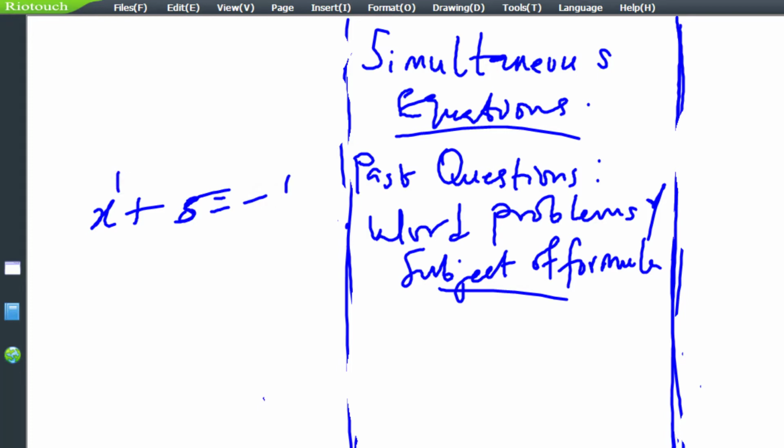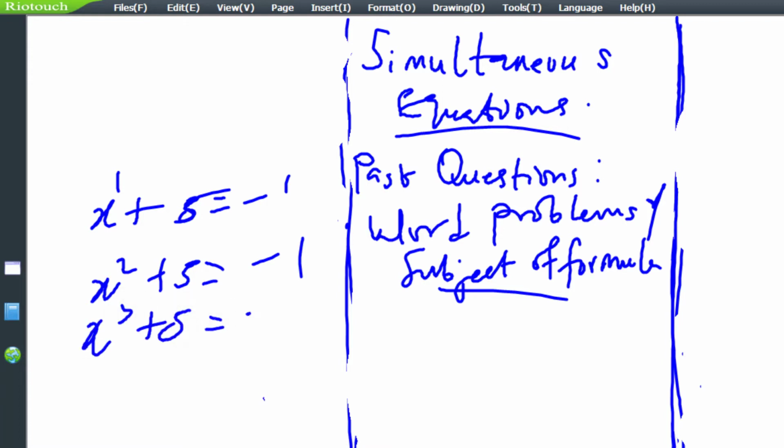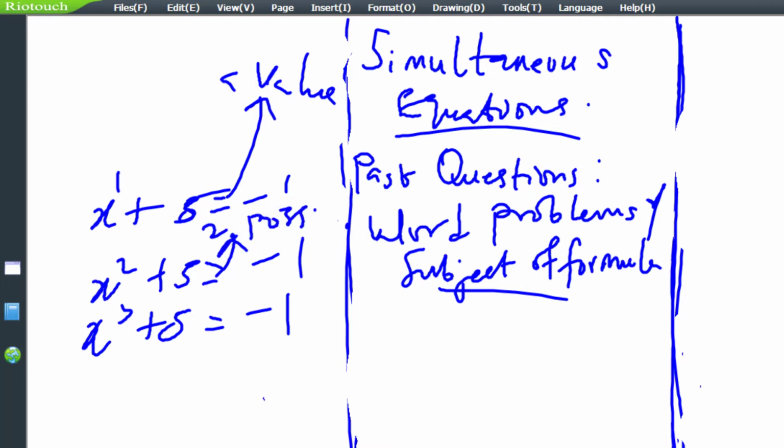If we have something like x squared plus 5 equals to minus 1, this is a quadratic equation. If we have something like x raised to power 3 plus 5 equals to minus 1, this is a cubic equation. In the linear case, we can only get just one value for x. In the quadratic case, the values of x will be two possible values, and in the cubic case the values of x will be three possible values.